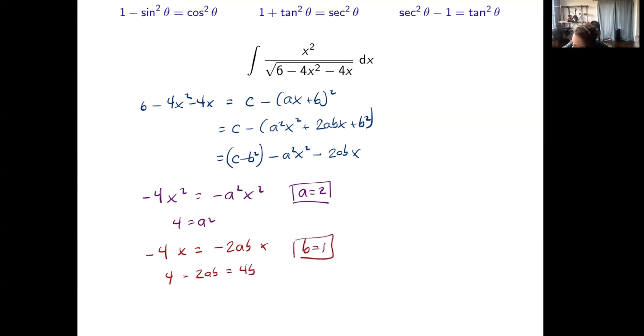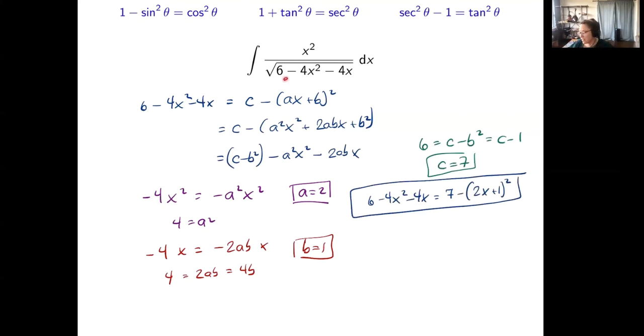And now finally, I should look at my constant term. On the left, my constant term is 6. On the right, it is not that, but this, c minus b squared. So 6 needs to be c minus b squared, and we saw that b squared was 1. So this tells me that c has to be equal to 7. So altogether, this quadratic equation, 6 minus 4x squared minus 4x, can be written as c, which is 7, minus ax plus b squared.